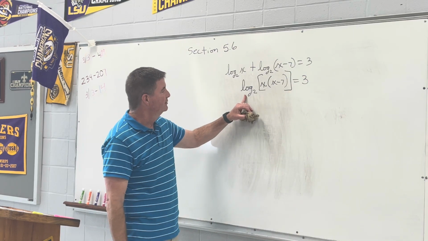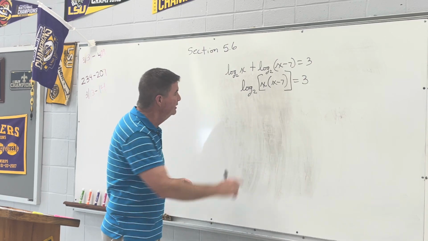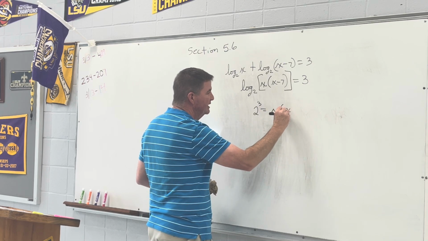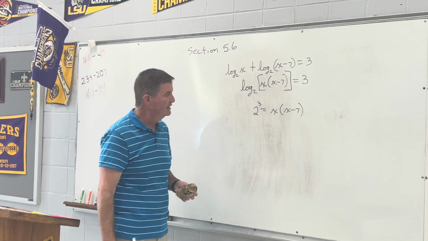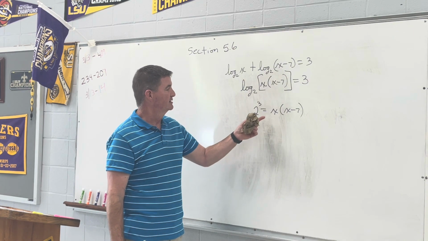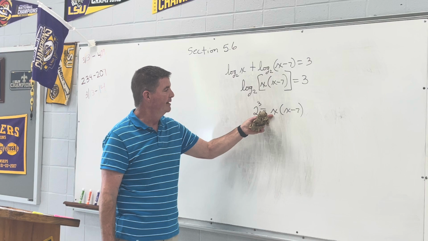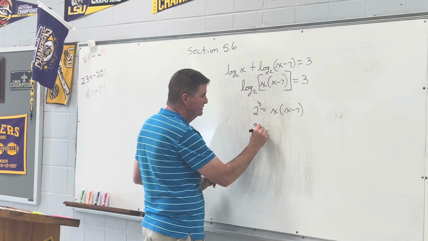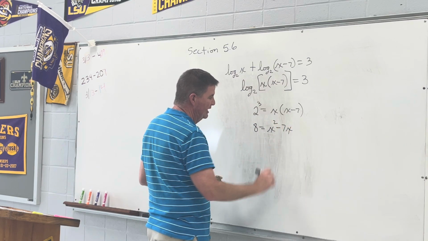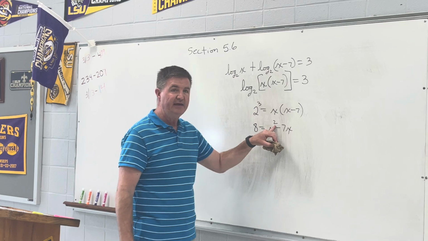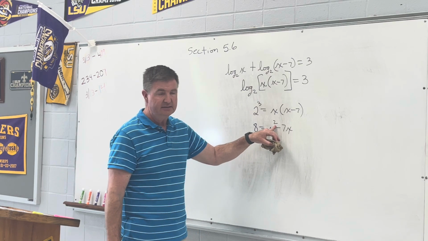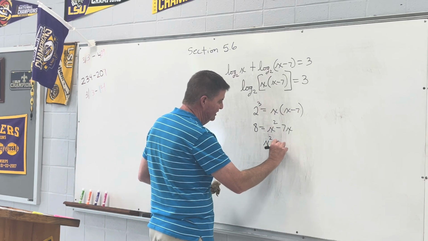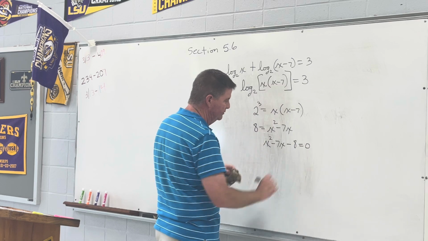Now we do have a single log. I can rearrange it as an exponent. It'll be 2 to the third power equals x times x minus 7. Now in order to solve this, I'm going to distribute the x and do 2 to the third power. That gives me 8 equals x squared minus 7x. When we have something that is squared, that is quadratic, so we zero rule it and then we factor. So I have x squared minus 7x minus 8 equals 0.